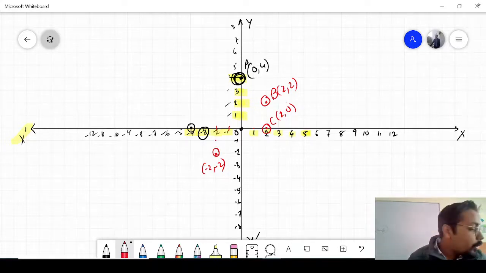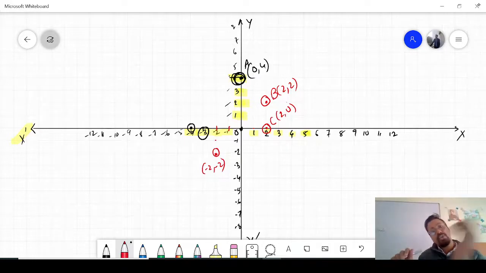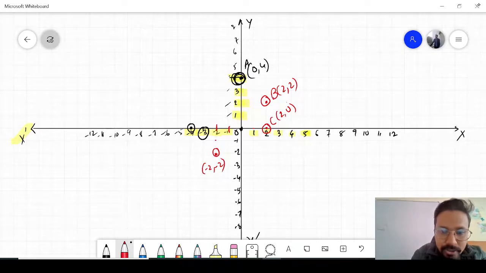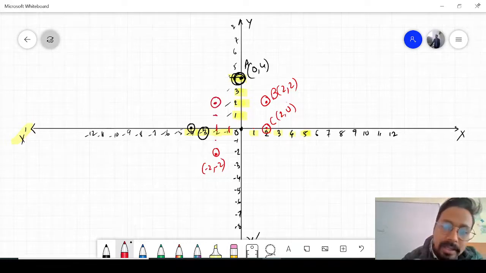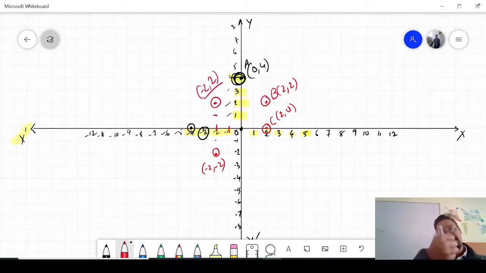Next, let's try one more. Suppose H. H is minus 2, 2. Minus 2, as I have said, means towards the left hand side, x-axis first. So minus 1, minus 2, and then 2 on the top. So this is our point. Minus 2, 2. Minus 2 is towards the left hand side, 2 towards the top.